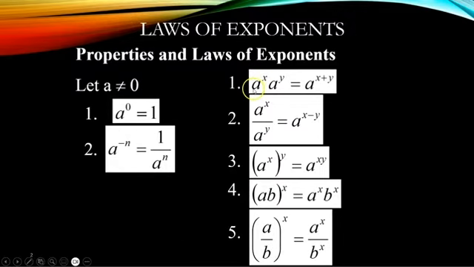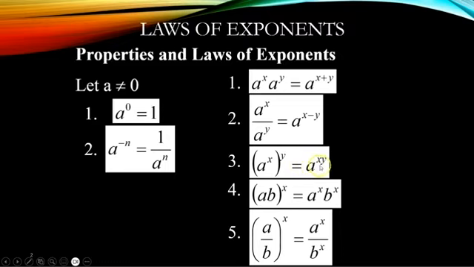Now, if you have two bases that are the same, being multiplied and then they're both raised to different exponents, what we can do is retain the base and add the exponents. If you have the same base being divided but with different exponents, you retain the base and subtract the exponents. If, for example, the resulting answer would have a negative exponent, you can apply this rule, the one on the left.